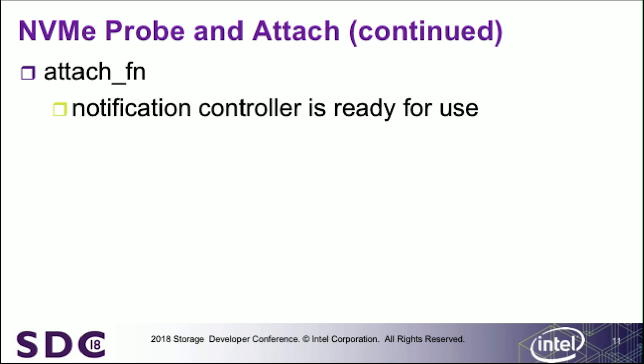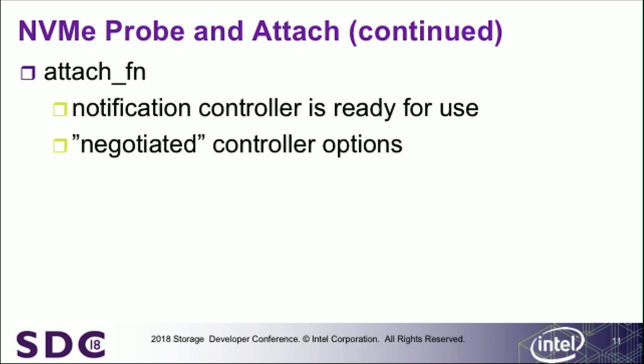OK, so now you've decided the driver is first going to do all your probe callbacks. And then after all the probe callbacks are done, it's going to actually try to attach. So your attach function doesn't get called until the controller is ready for use. So once you get this attach, it means that now the controller's ready. You can start doing things like allocating I/O queue pairs, submitting commands, et cetera.